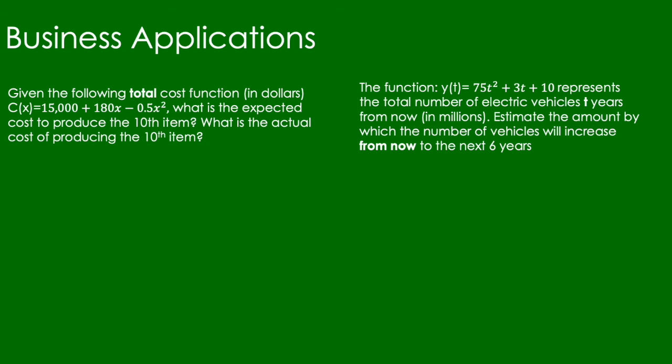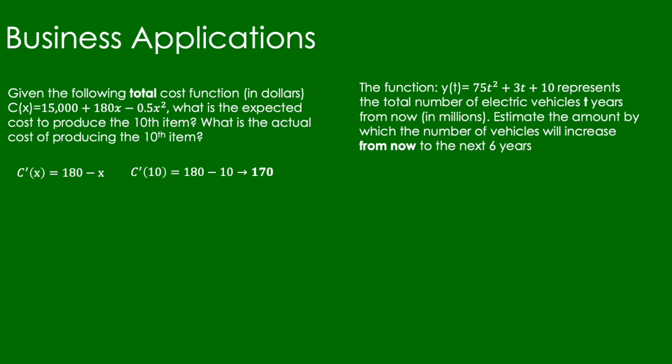Let's now examine some common business examples. In this case, we have a total cost function, and we want to figure out what the expected cost to produce the 10th item is. Then we want to figure out the actual cost of producing the 10th item. For the expected cost, we need to find the derivative. Once we find the derivative, we can plug in 10, and that will give us the cost to produce the 10th item from the 9th.